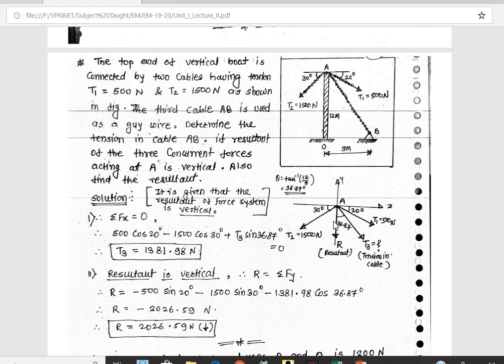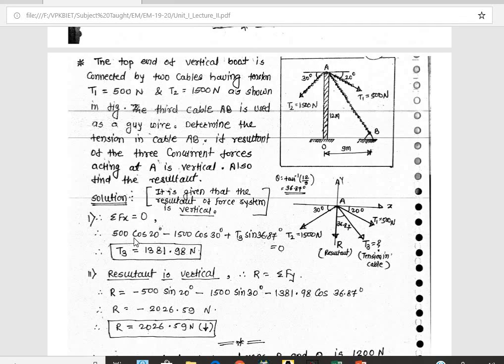This is T2, the angle is given. This is T1, its angle of 20 is given. This is the cable AB. So we have to cut the cable, and cables are always in tension, so it is shown like T3, and its angle you are going to determine. This is 9, this is 12. So tan theta is equal to 12 by 9, which gives 36.87. And R is vertical, so downward, which is given in the problem.